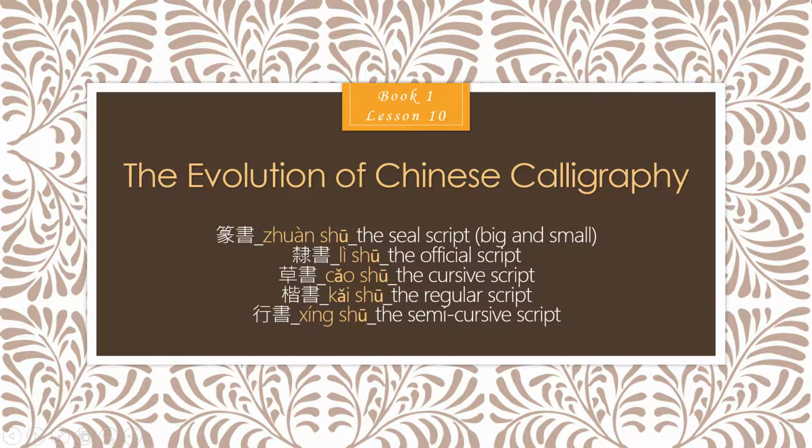The evolution of Chinese calligraphy. Chinese calligraphy evolved into many different styles over different dynasties. The five main styles of Chinese calligraphy in the order of appearance are as follows: 篆书, the seal script; 隶书, the official script; 草书, the cursive script; 楷书, the regular script; 行书, the semi-cursive script.